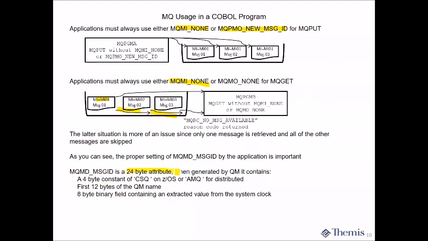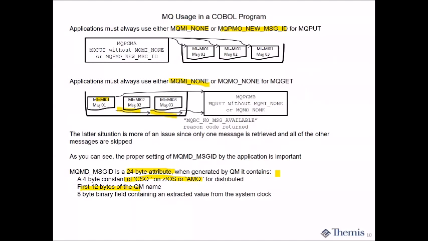So the message ID is a 24-byte field, and the first 4 bytes is a constant: CSQ blank on your mainframes, AMQ blank on distributed queue managers. The first 12 bytes of the queue manager name is next. Now, mainframes can only have 4-byte queue manager names, because formal subsystems are limited to 4-character names. However, on any other distributed queue manager, and I run about a dozen different queue managers on Windows and different flavors of Linux platforms, those queue managers can actually be 48 bytes in name. Most people keep them short.